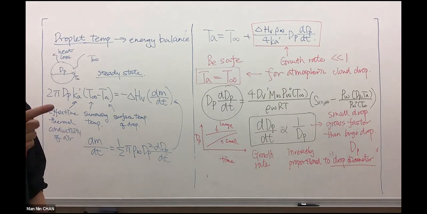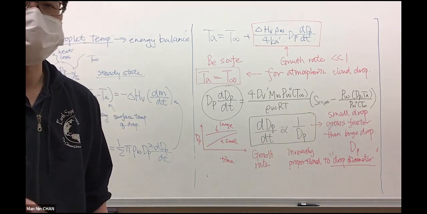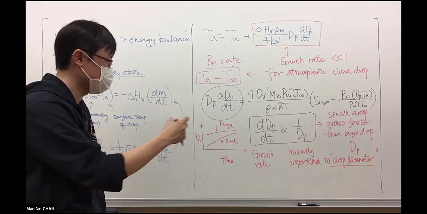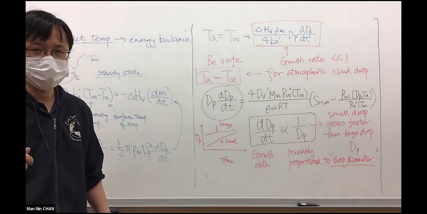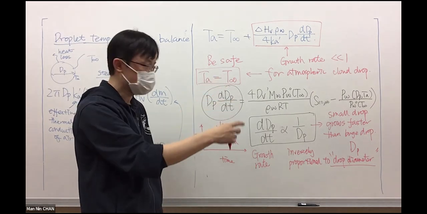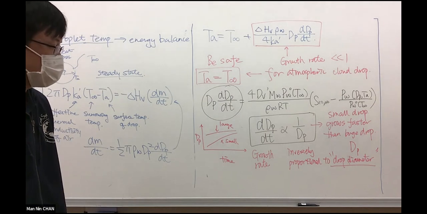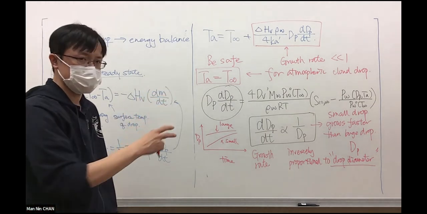The reason for this, you can think about using the surface to volume ratio. If you look at a small particle, then you have a larger surface to volume ratio, so of course you have a larger growth rate compared to larger droplets in that sense. But I think the main message here is to go through these two points.